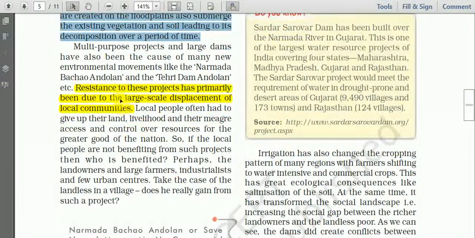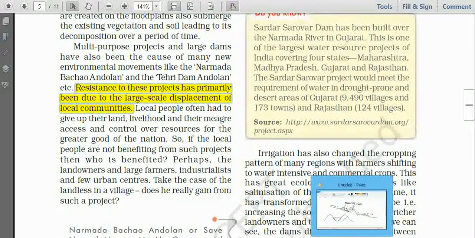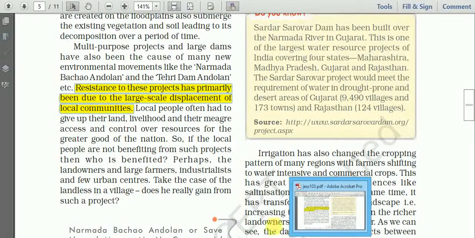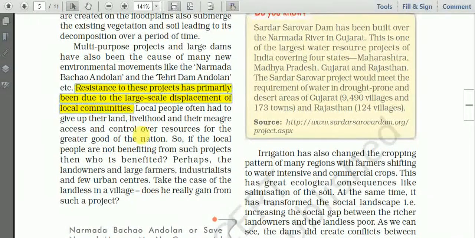And another disadvantage is given here. The construction of a dam leads to large-scale displacement of local communities. That I told you, evacuation activities are there when we construct a dam. So that is the point mentioned here.